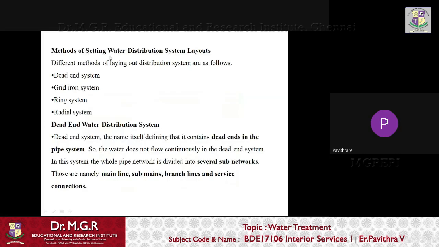So what are the different methods of laying out water distribution systems? The different methods are as follows: dead-end system, grid iron system, ring system, and the radial system. We will see what is the difference between each and every system one by one.